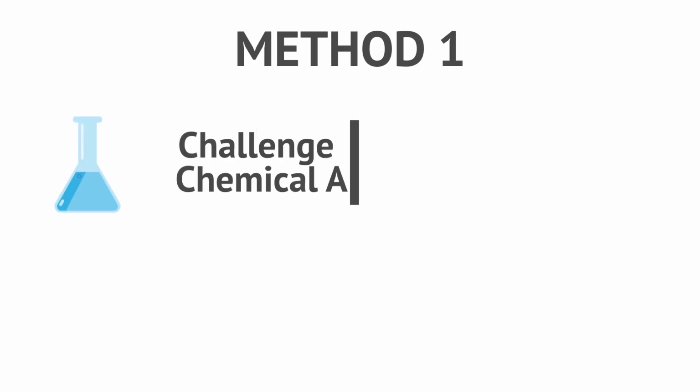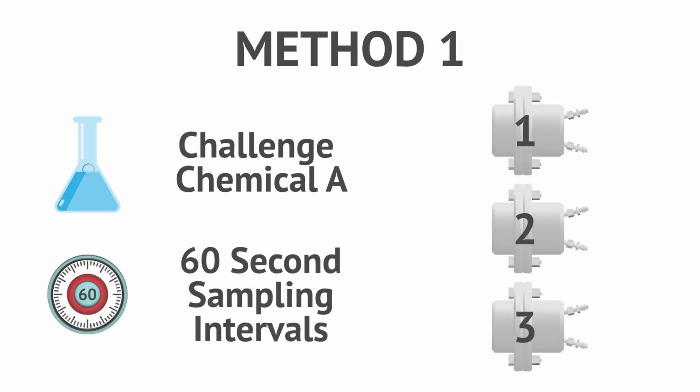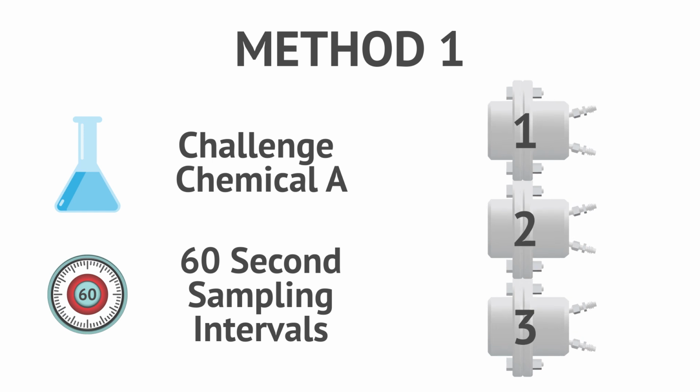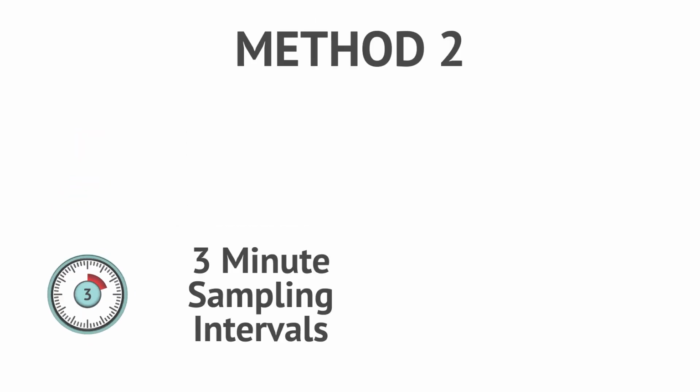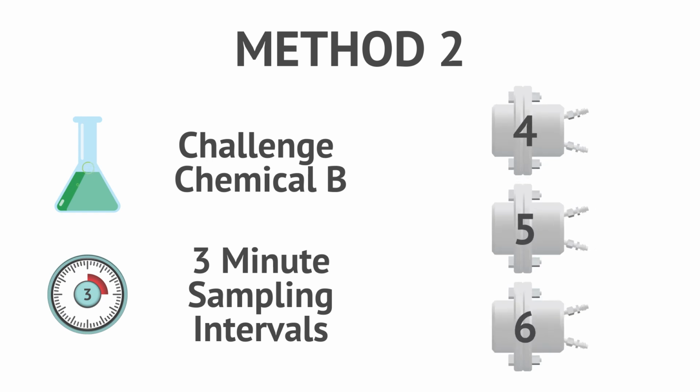For example, you can run a method on one challenge chemical with a 60-second sampling interval for cells 1, 2 and 3, and then once they have finished, run a method with 3-minute sampling intervals using a different challenge chemical for cells 4, 5 and 6. The system will handle everything automatically and smoothly.